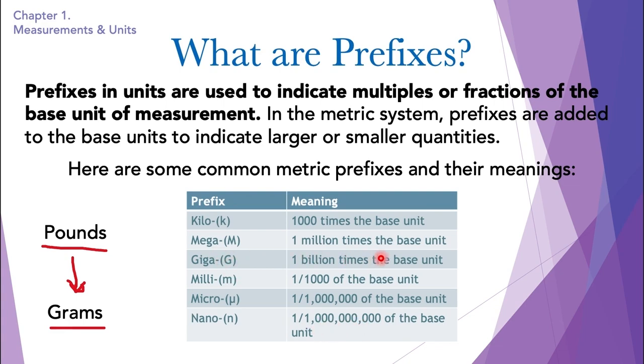Nano means 1/1000th of the base unit. Mega means 1,000,000 times the base unit, multiplied by 1,000,000. And giga means 1 billion times the base unit, multiplied by 1 billion. So these were the common metric prefixes and their meanings.